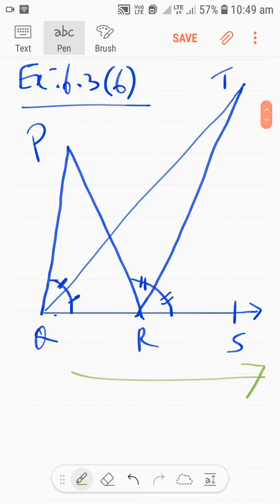If the bisectors of angle PQR and angle PRS meet at the point T. So here this is the bisector and this is the bisector, both meet at the point T. We have to prove that angle QTR equal to 1 by 2 angle PQR.